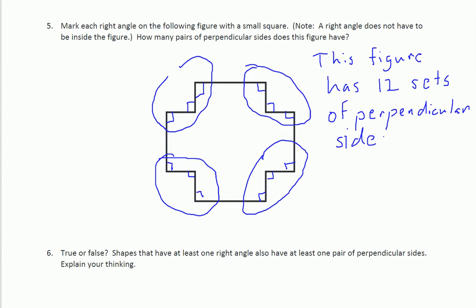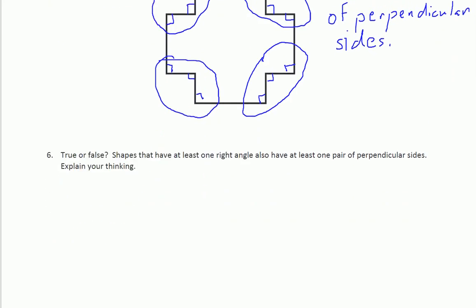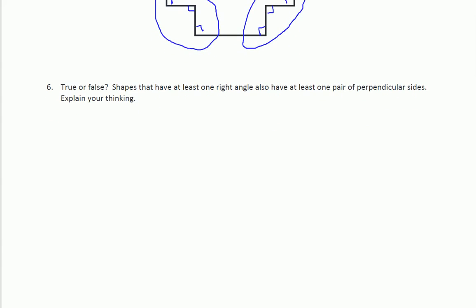Okay, there we go. All we have left to do is number 6, which is true or false. Here we go. True or false, shapes that have at least one right angle also have at least one pair of perpendicular sides. Explain your thinking. Oh, I was pausing to let you think.